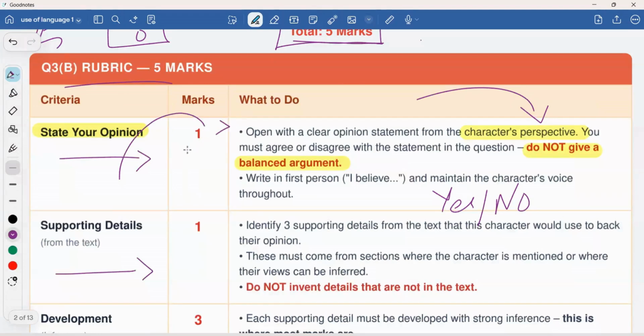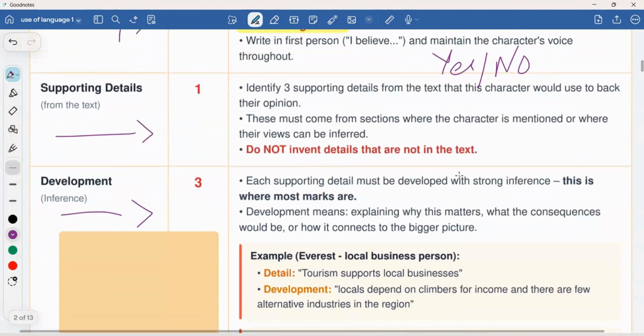And let me just tell you, if you don't answer from the character's perspective, this is not your personal perspective, this is the character's perspective, and if you don't answer on this character's behalf, you will not get the rest of the marks either, even if you do it correctly. So make sure that you understand the character's perspective in the text, and then you answer on this person's behalf.